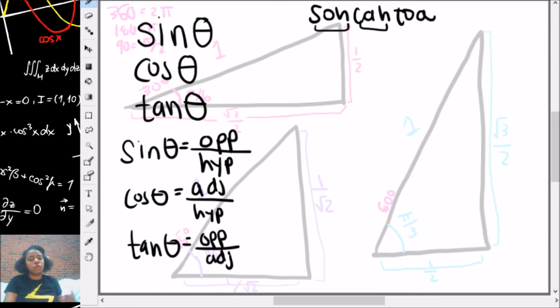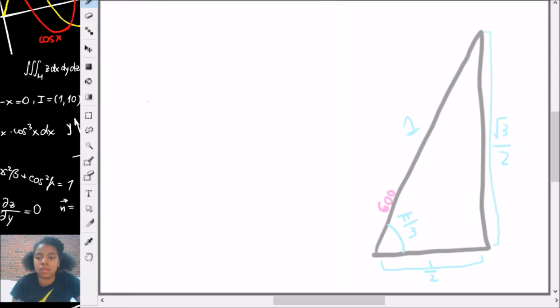Okay, cool. Let's try to compute these and see what they mean. I'm going to go through one triangle pretty slowly, and once you get the hang of it, the rest of the triangles should be easy breezy beautiful. So I'm going to go through each trig function of this triangle, the pi over 3. What's the sine of pi over 3? I like writing it a little better.